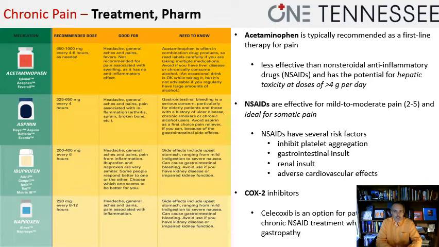Those COX-2 inhibitors down there below, that's an option for patients who require chronic NSAID therapy and treatment who are at risk for those ulcers and gastrointestinal bleeds.